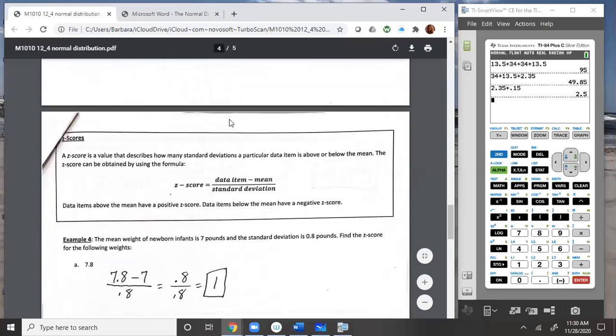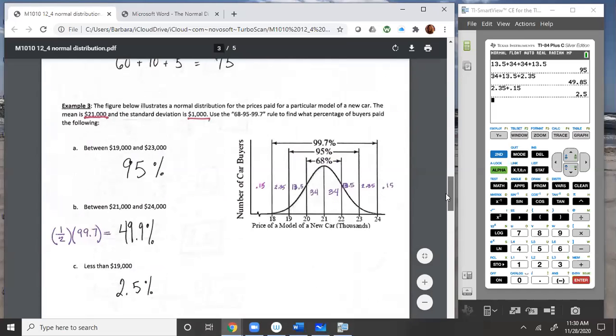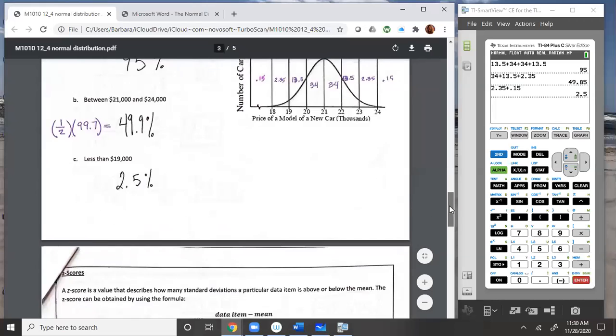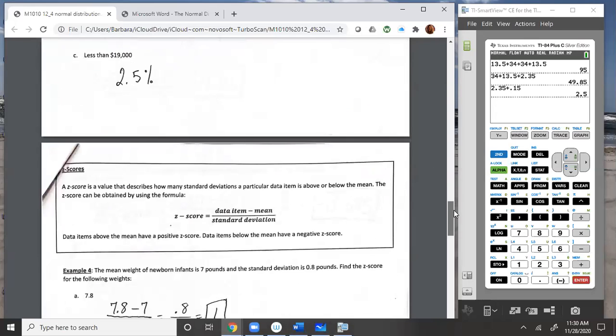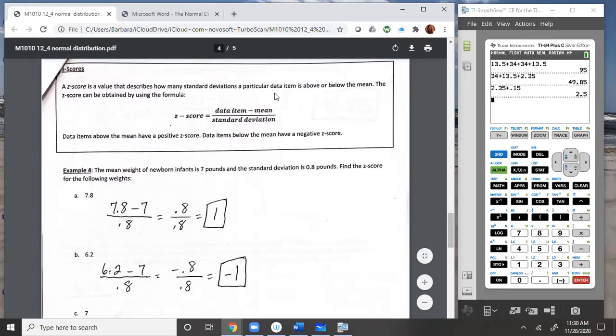Okay, so we're done with normal distribution and finding scores within a certain standard deviation from the mean, and what percentage of scores are within certain standard deviations from the mean. Now we move on to z-scores, which tell you the position of scores.